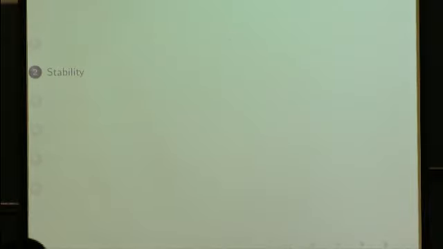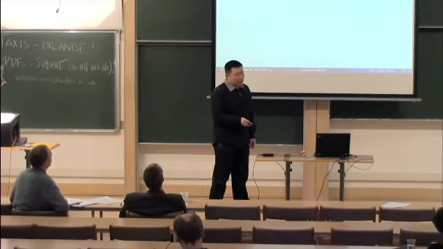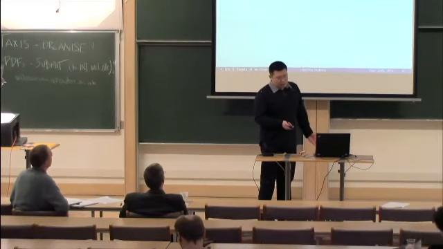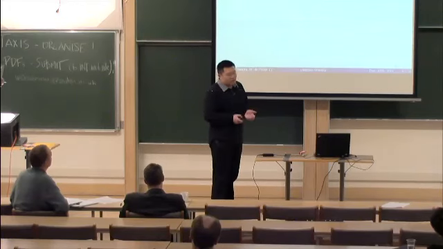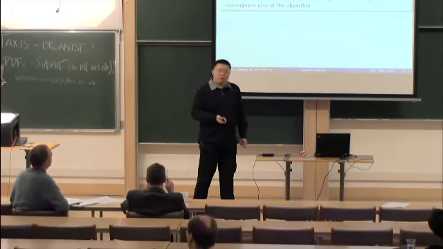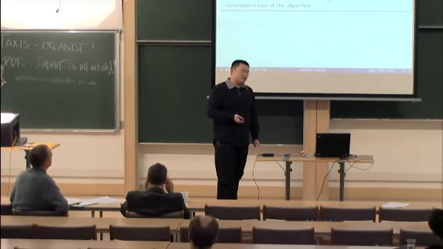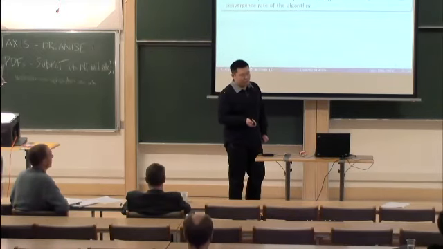Okay, stability. The first question is, what is stability? To my understanding, stability is this: if you have two data, say Lambda_1 and Lambda_2, two different Dirichlet-to-Neumann maps, and those two data are close, how close are the velocity models? So this is our definition of the stability, roughly speaking. And why is stability very important? The obvious reason is that stability decides the accuracy, which is strongly related to the resolution.